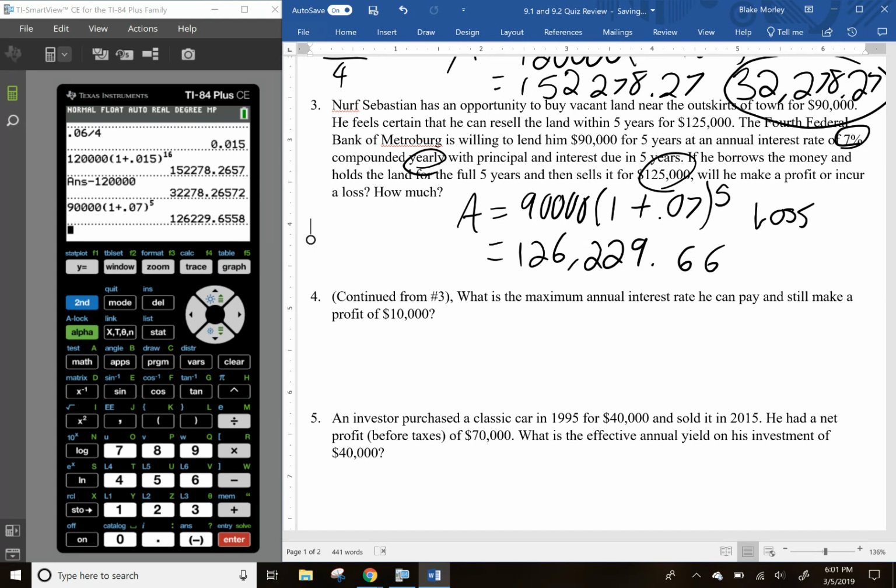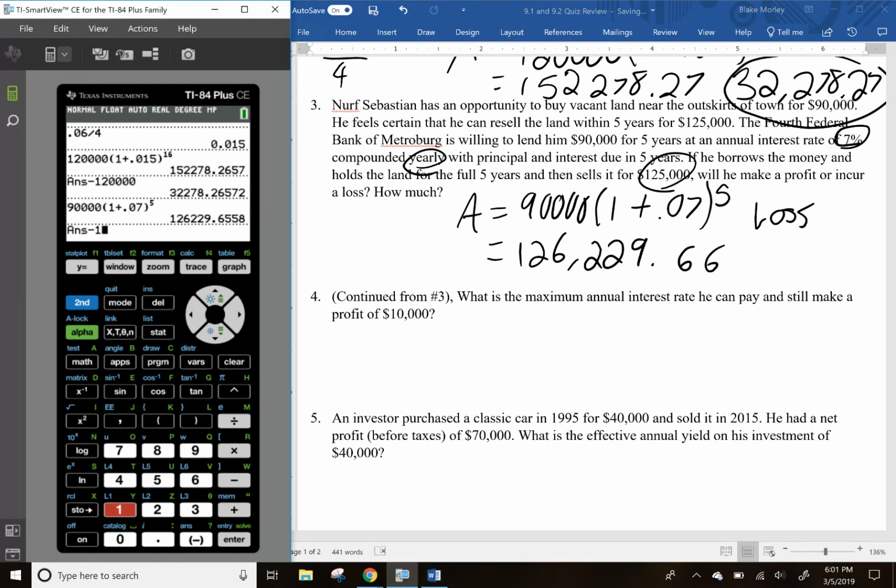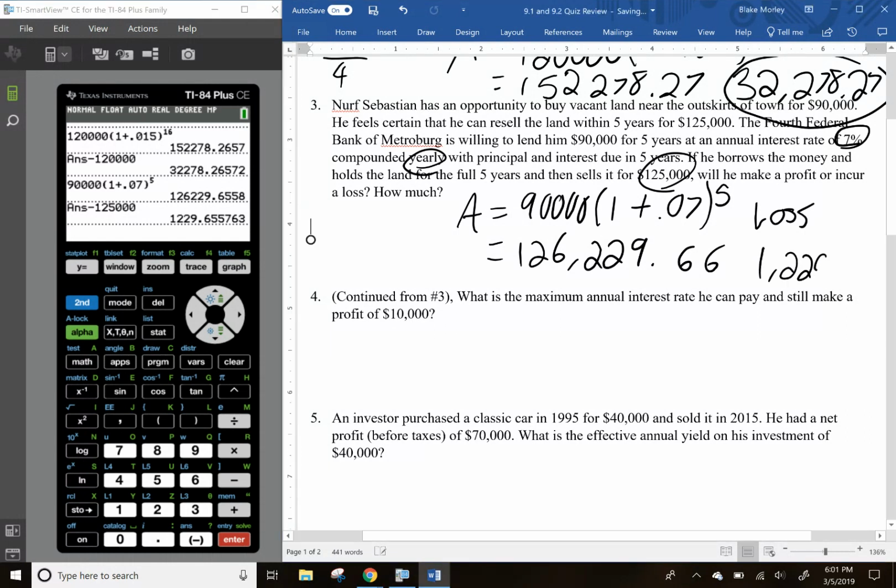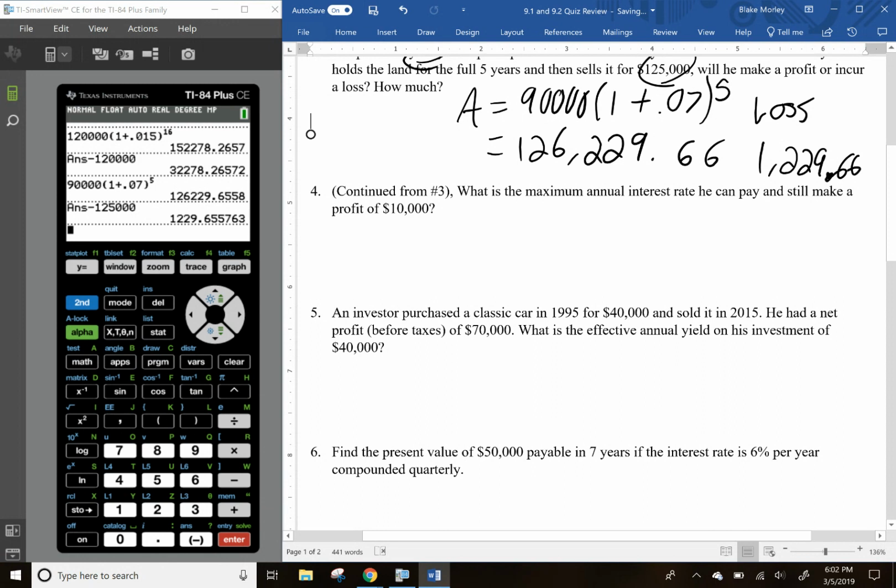It's a loss. And if we take the difference between the amount we owe the bank and the amount we sold the property for, it's a loss of $1,229.66. So, interesting. What is the maximum annual interest rate he can pay and still make a profit of $10,000?